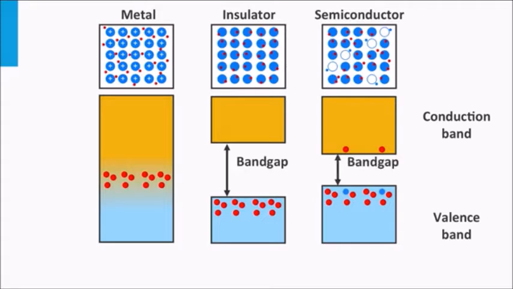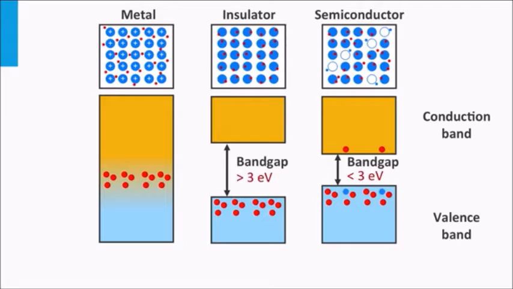The difference between insulators and semiconductors is that the band gap of an insulator is much larger than the band gap of a semiconductor. The band gap of an insulator is typically larger than 3 electron volts. The larger the forbidden gap, the smaller the probability that an electron can have enough energy to occupy a state in the conduction band.